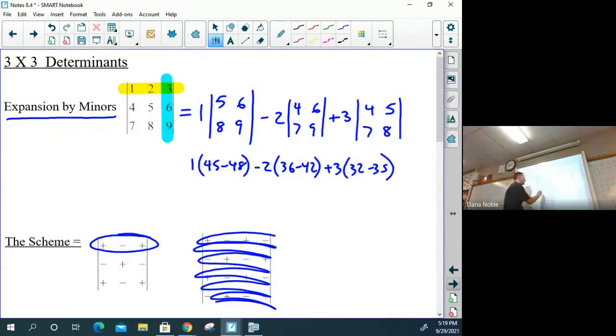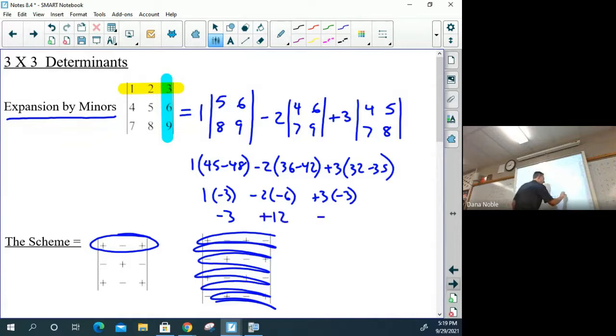1 multiplied by a negative 3, negative 2 multiplied by a negative 6, and positive 3 multiplied by a negative 3, giving us a negative 3, a positive 12, and a negative 9. Add them all together, and we end up with a final value for this matrix that I created of 0. Now, they don't all equal 0. This is just one randomly selected because I just counted from 1 to 9, and it became 0. That is expansion by minors.